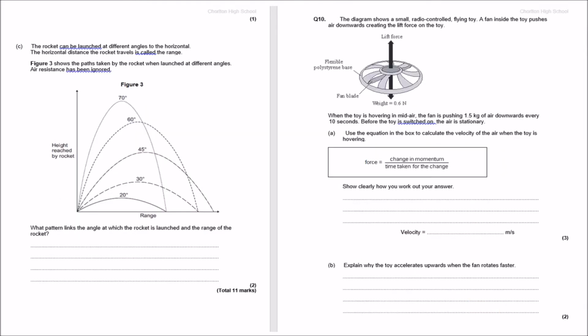The rocket can be launched at different angles to the horizontal. The horizontal distance a rocket travels is called the range. What pattern links the angle at which the rocket is launched and the range of the rocket? Well, you can see that as we increase the angle, the range increases up until 45 degrees. So increasing angle to 45 degrees increases the range.